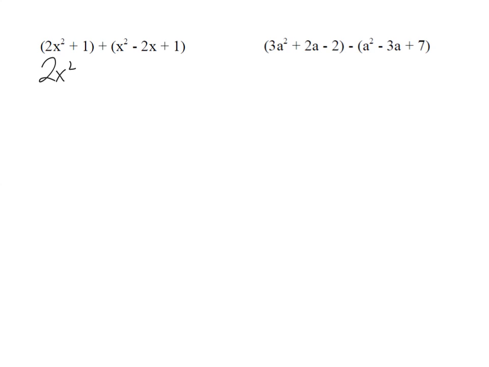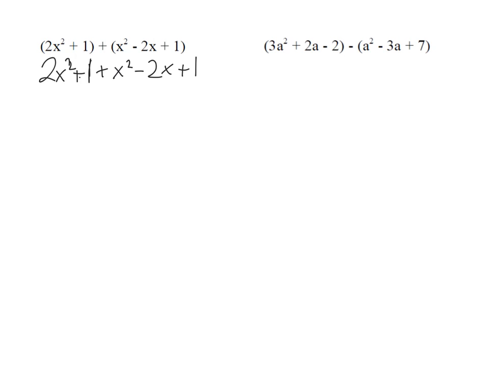So I would get 2x squared plus 1 plus x squared minus 2x plus 1. And you can notice that all the operators in the brackets, this negative here, this plus here, they stayed all the same because there was an addition sign outside of the brackets. So I'm just, as a habit, getting used to the idea of taking off the brackets first.